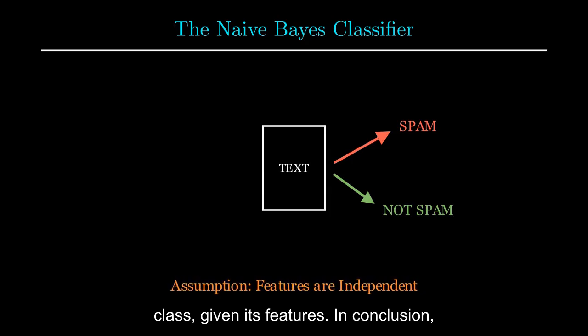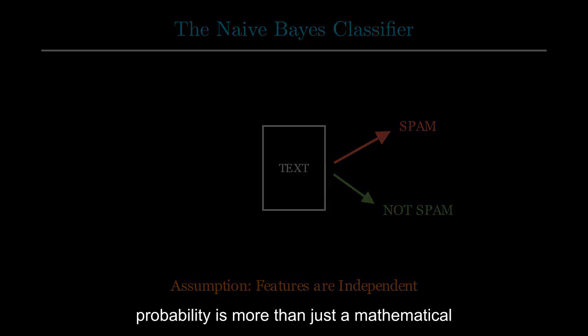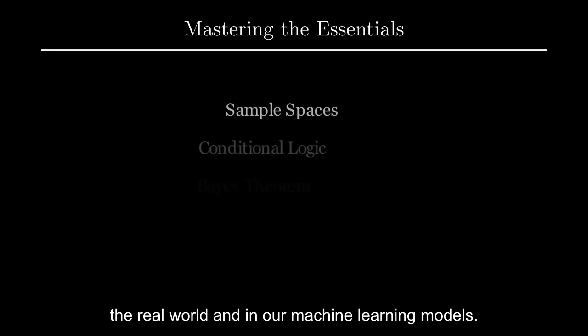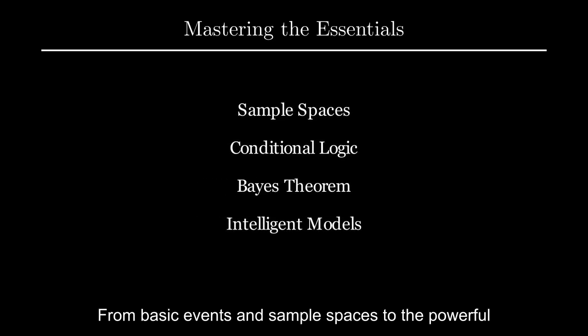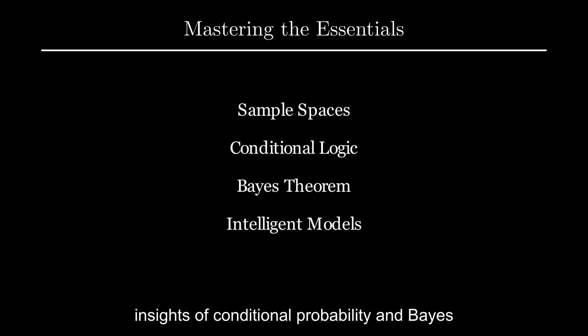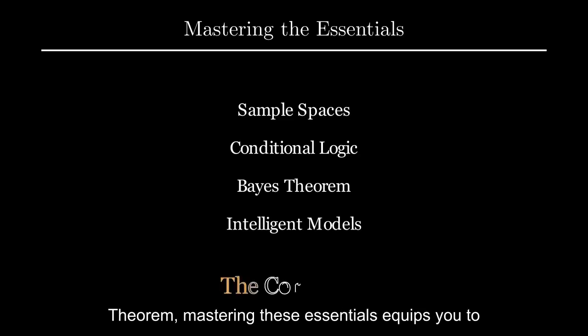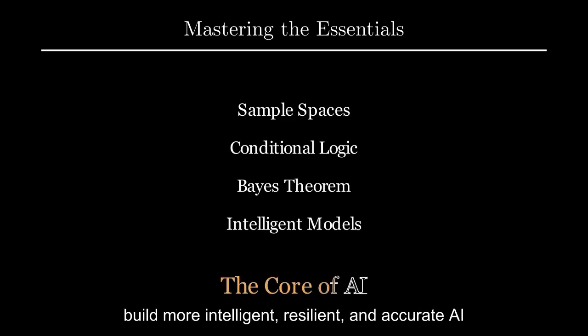In conclusion, probability is more than just a mathematical abstraction. It is the fundamental language we use to understand, quantify, and manage uncertainty in the real world and in our machine learning models. From basic events and sample spaces to the powerful insights of conditional probability and Bayes' theorem, mastering these essentials equips you to build more intelligent, resilient, and accurate AI systems.